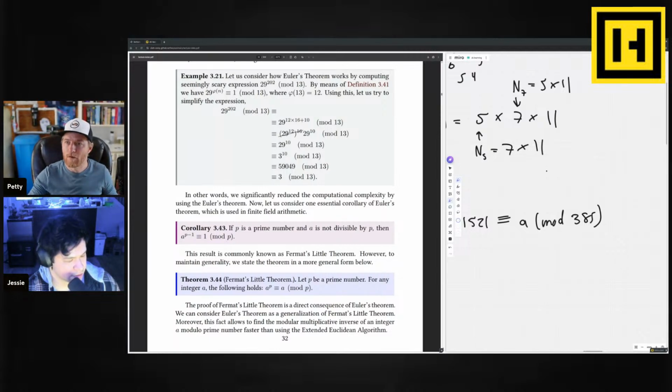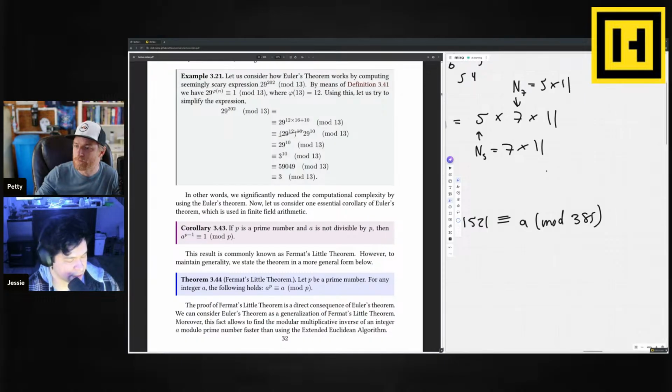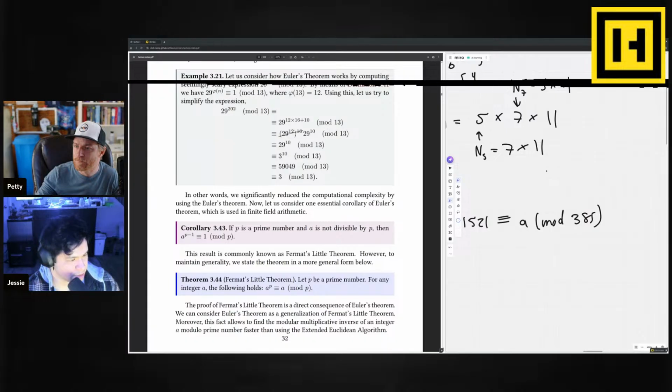Now let us consider one essential corollary of Euler's theorem, which is used in finite field arithmetic. Corollary 3.43: if P is a prime number and A is not divisible by P, then A to the P minus 1 is congruent to 1 mod P. This result is commonly known as Fermat's little theorem. However, to maintain generality, we state the theorem in a more general form below. So there's something up here to get that.